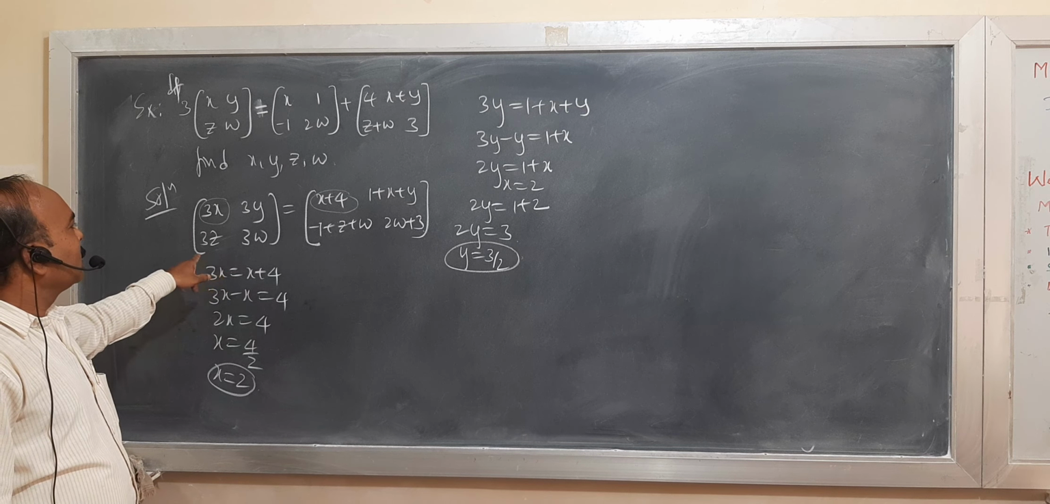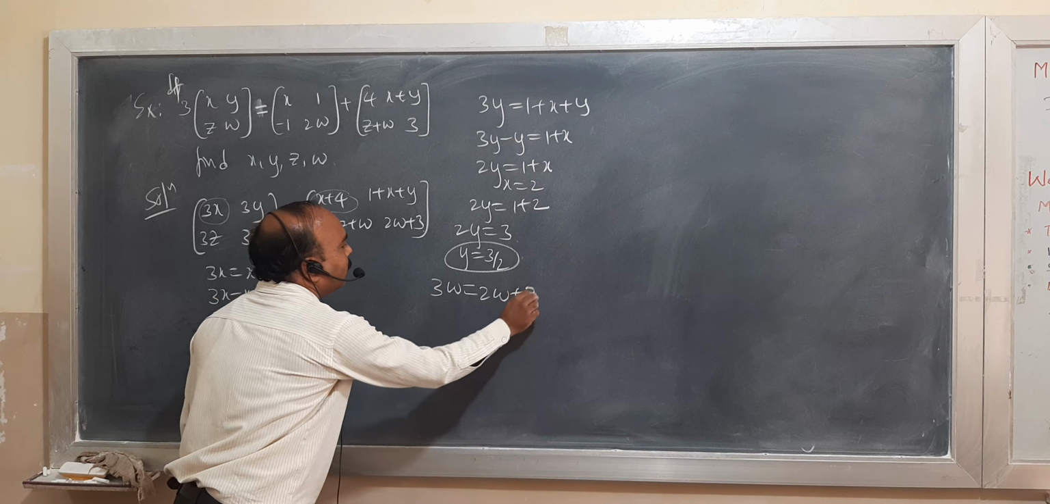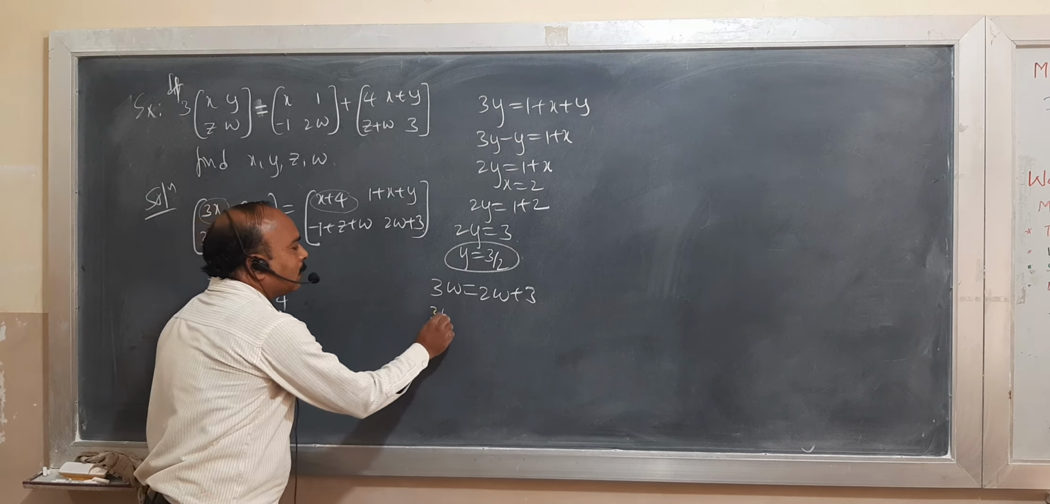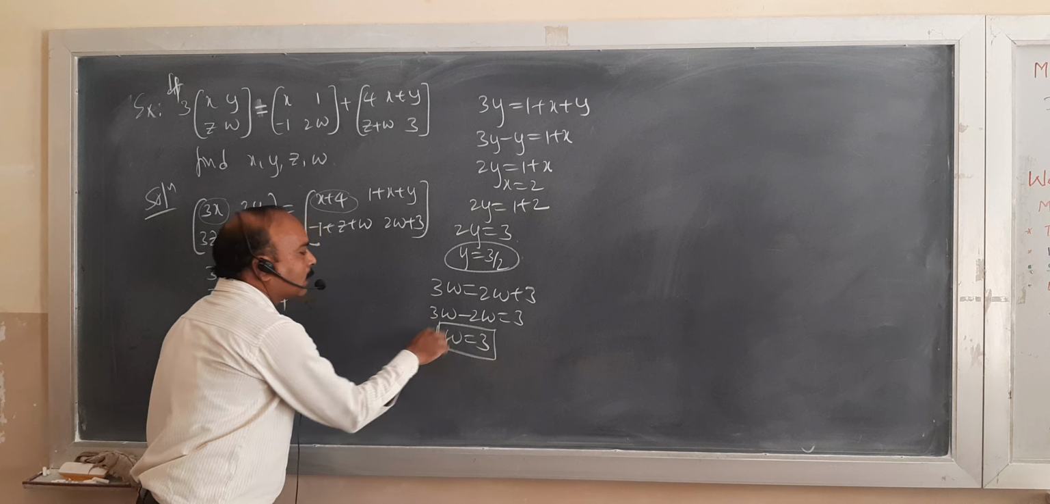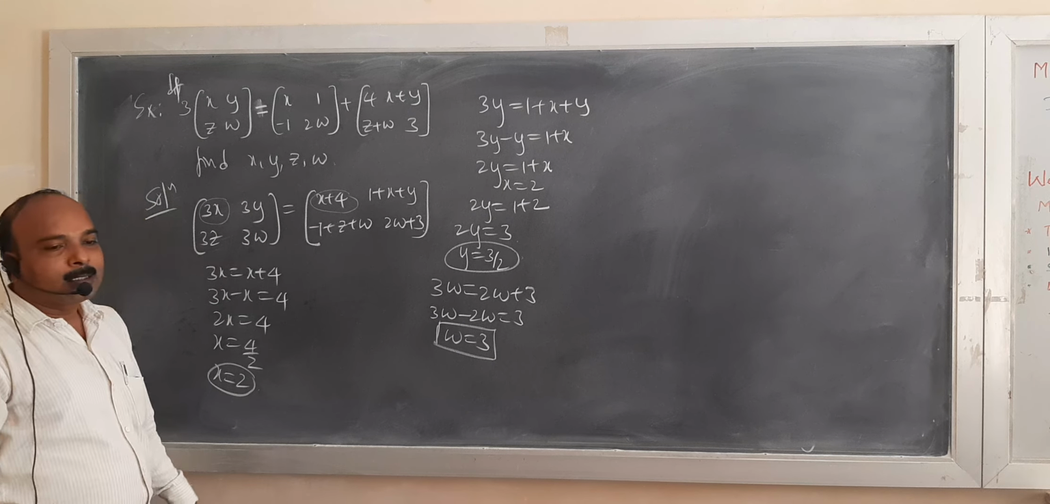Next we go for 3w equal to 2w plus 3, equating a 2 element with a 2 element. 3w equal to 2w plus 3. Then you take this to this side. 3w minus 2w equal to 3. It is w equal to 3. It is the third variable.